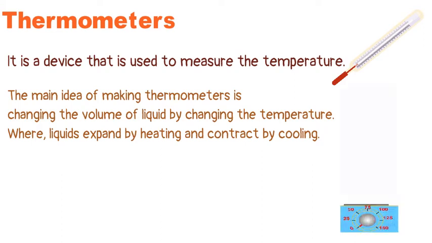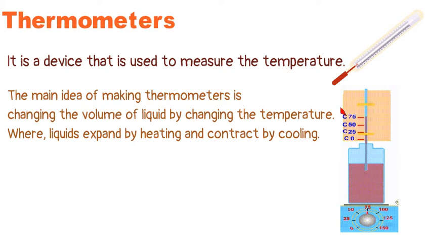Let's see this activity. See the level of the liquid when the temperature is 0 and record it, then raise the temperature and see what happens to the liquid level, raise the temperature again, and repeat this step, and each time record the level of the liquid. From this we observed that by increasing the temperature, the level of the liquid increases.